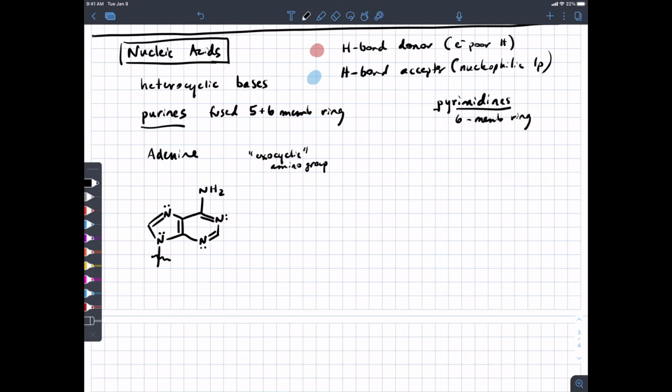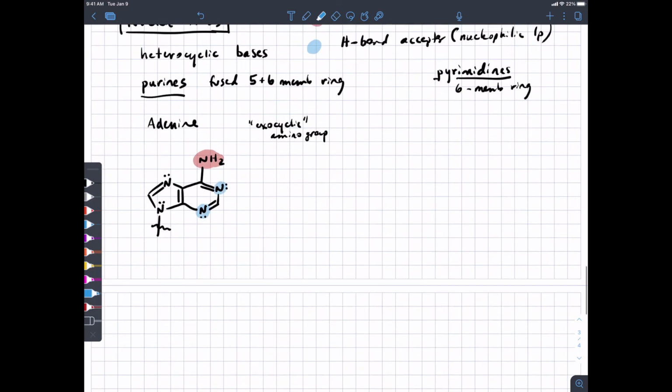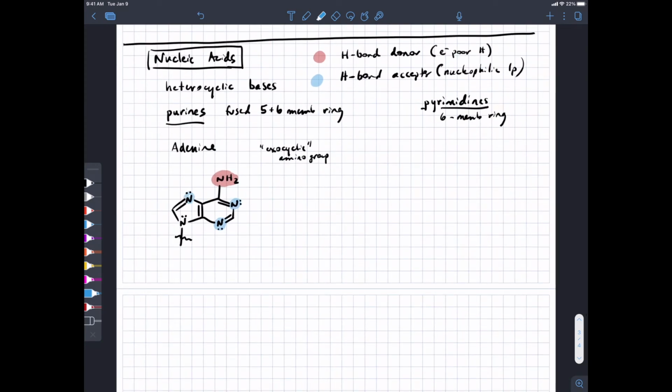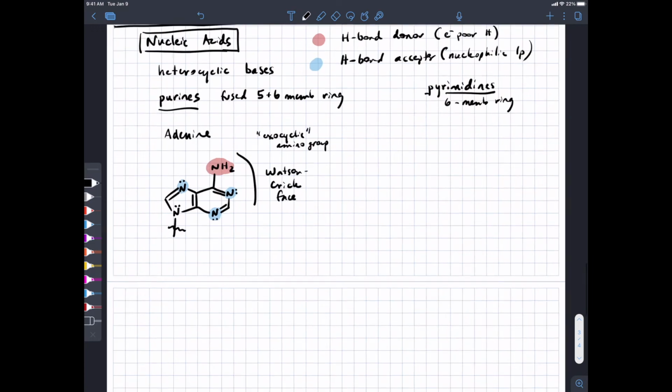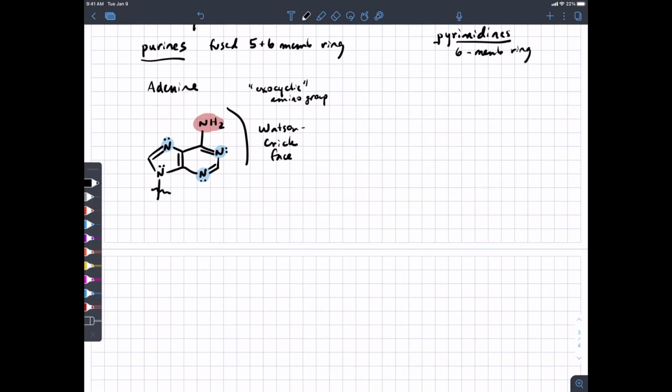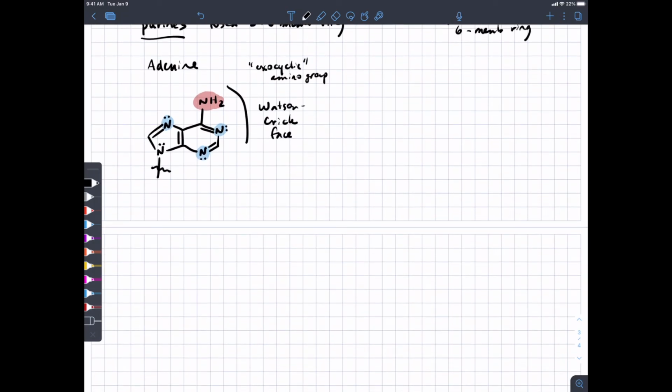So on adenine, you have a hydrogen bond donor in these NH bonds, and then you have 2 hydrogen bond acceptors, the nitrogens with lone pairs. And actually, you have another one here. We're going to see that this part of the molecule is what we're going to call the Watson-Crick face of the molecule. This is the part that can participate in Watson-Crick hydrogen bonding in double-stranded DNA. All right, questions about adenine?